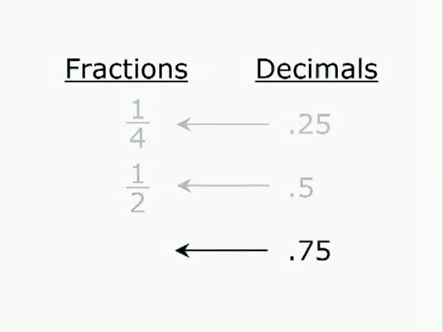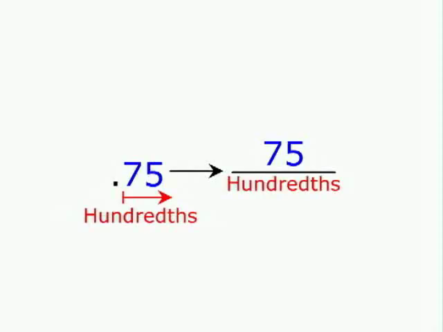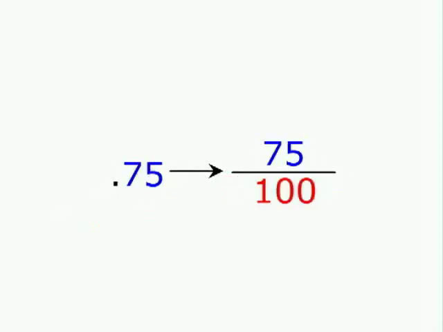Bruno, can you change the last decimal number into a fraction? And make sure you reduce it to its lowest terms if it can be reduced. Yes, you write the numerical part on top of the fraction, and since the place value is in hundredths, we write 100 in the denominator.